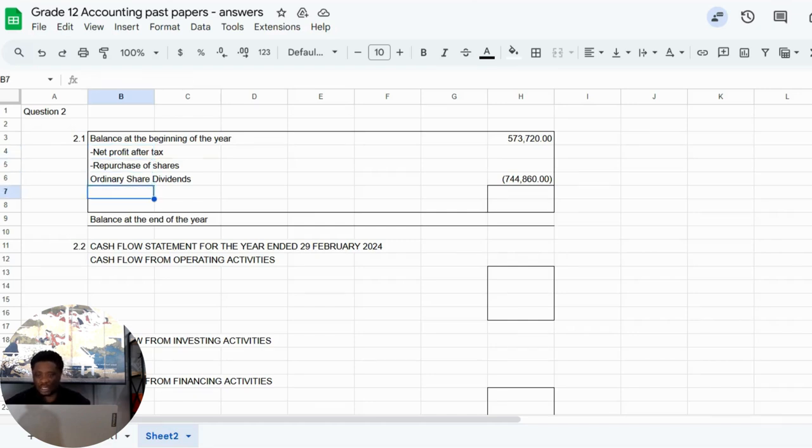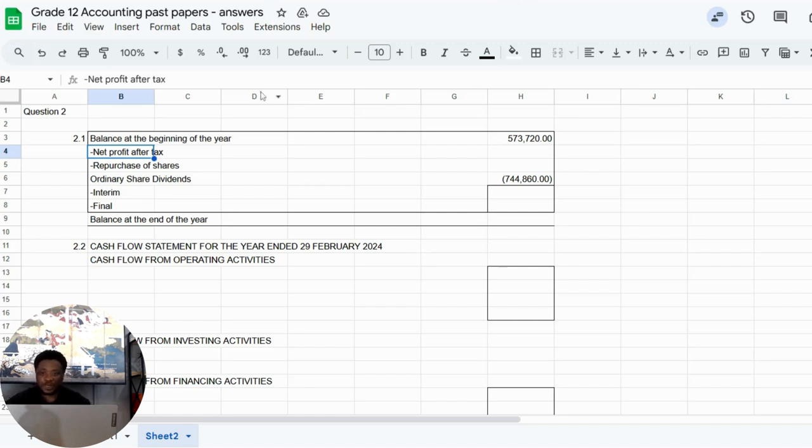And then under our dividends, just remember that we have our interim dividend, and then we also have our final dividend. You can call it different names, declared dividend, whatever the case is. But interim and final are the terms that I'm comfortable with. Now let's get into the nitty-gritty and see if we can solve the things that we need to put in here.